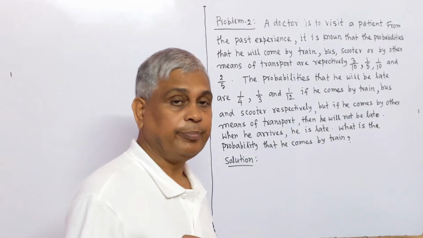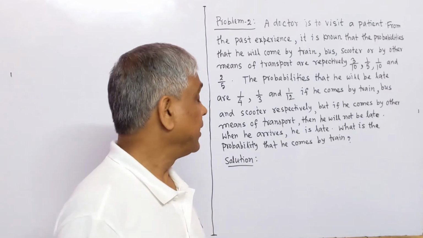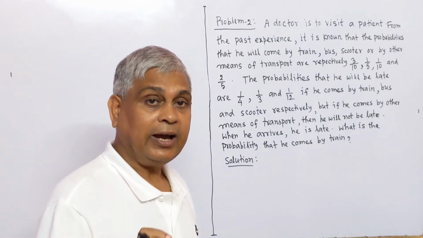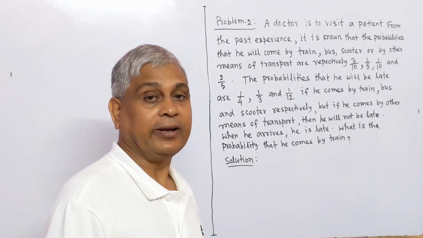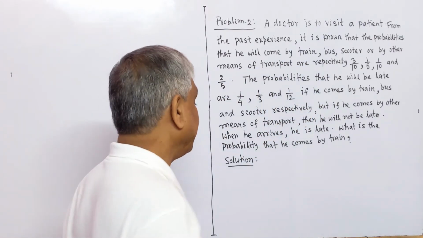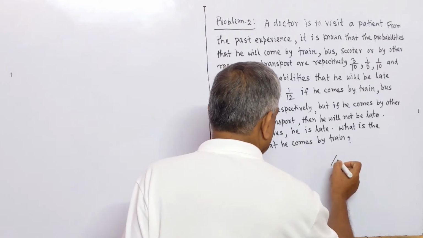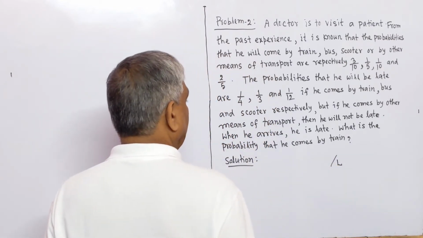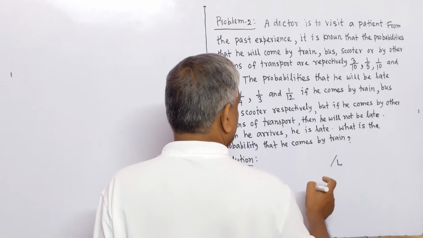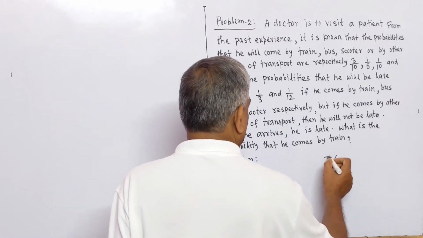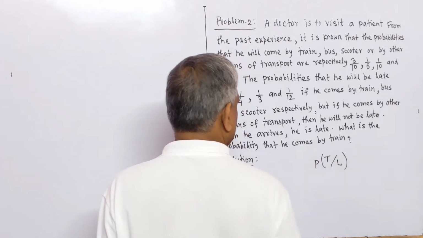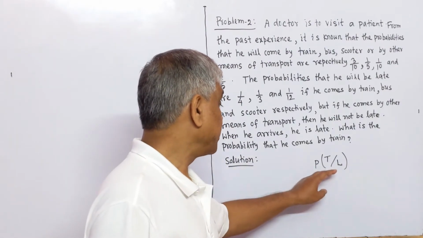Since this is a problem based on Bayes theorem, firstly we have to think about what is the known thing and whose probability is to be determined. Firstly, the known thing: when he arrives, he is late. Late is the known thing. We write the known thing under the slash: L. And the probability that he comes by train is written above the slash. We have to find the probability of this type, since above the slash this is train.